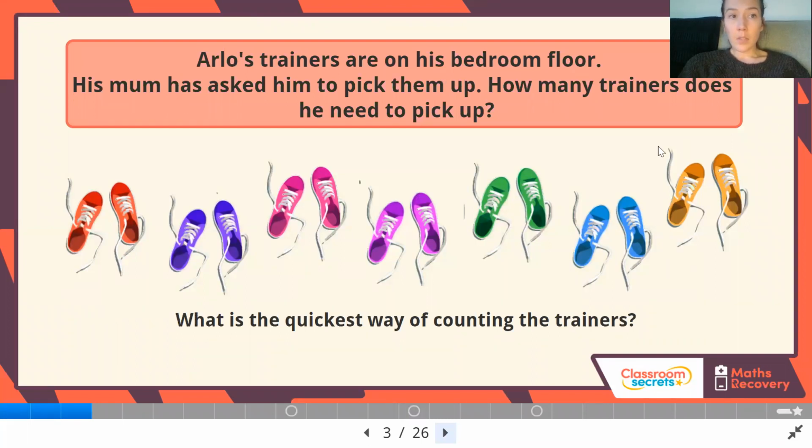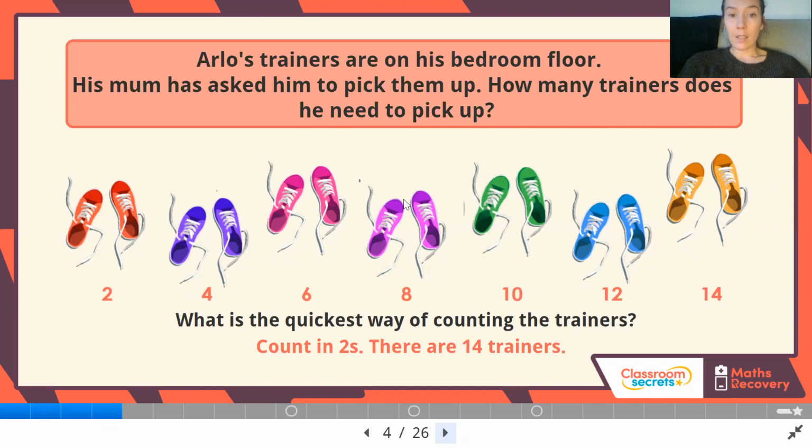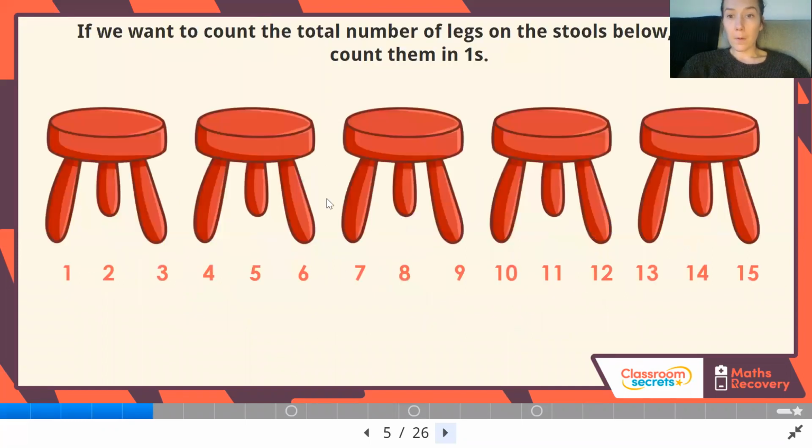Arlo's trainers are on his bedroom floor. His mum has asked him to pick them up. How many trainers does he need to pick up? What I want you to start thinking about now we are in Year 2 is what is the most effective way of counting the trainers. Instead of counting them in ones, we know there's pairs here, and we can count up in 2. So 2, 4, 6, 8, 10, 12, 14. However, today we're not going to be counting in 2's, we're going to be counting in 3's. Okie doke.